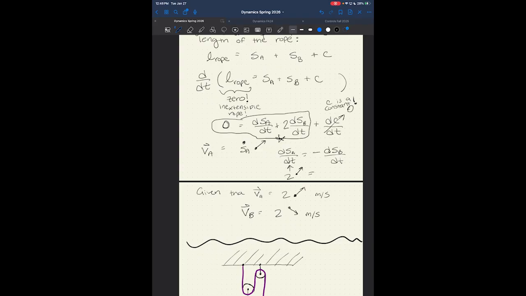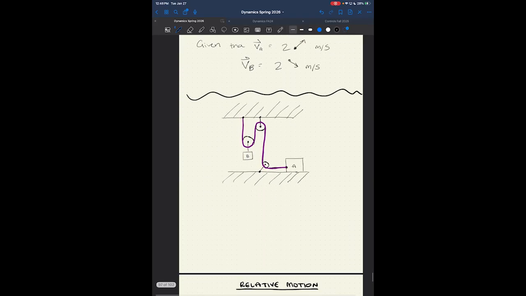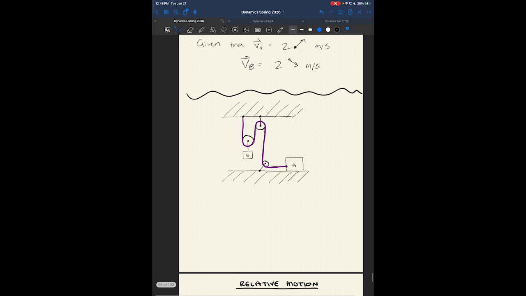Okay? So let's do another example. I'm going to fix this so it matches the way I have it drawn. Let's do another example. So we've got a little bit more complicated system here. I have 3 different pulleys. Still 2 different particles, A and B.